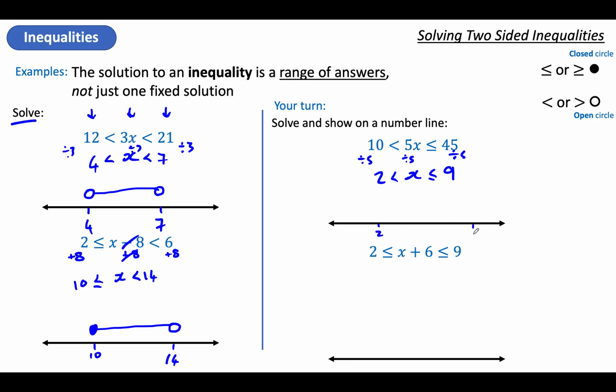Let's go. So my 2 boundaries are 2 and 9. X is bigger than 2. There's no equals, so I put an open circle. It's less than or equal to 9. That means I need the filled in circle because there's equals as well. Join it with a line.